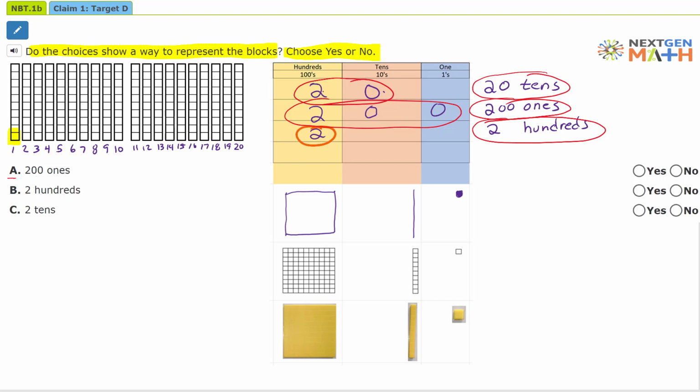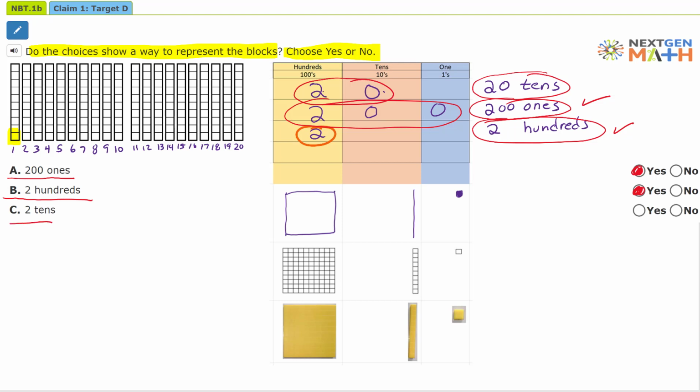So for problem A says 200 ones. Here's 200 ones, so that's a way to write this. Problem B reads 200s. That's another way to write that. So yes, that's correct.